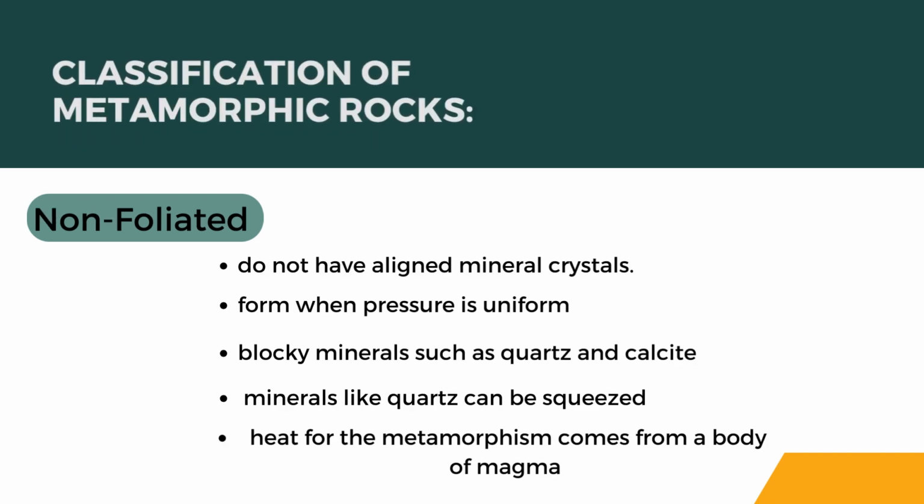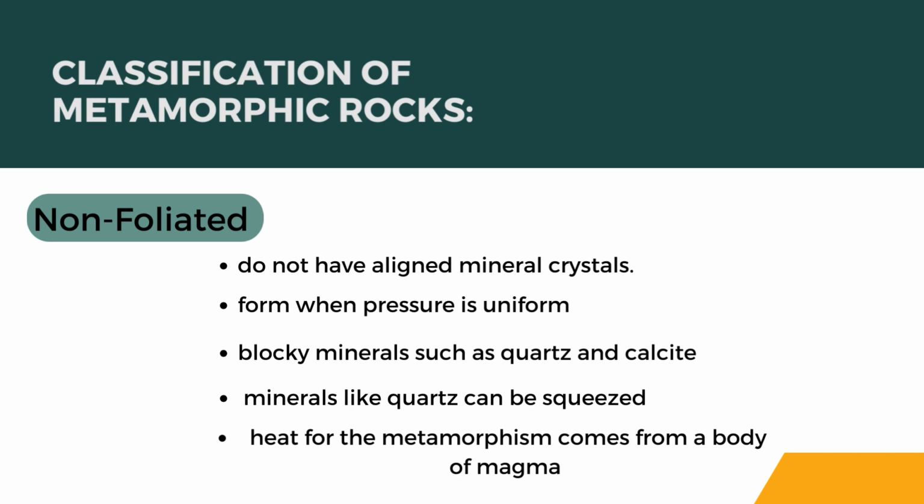Next is the non-foliated metamorphic rocks. These rocks do not have aligned mineral crystals, unlike the foliated metamorphic rocks. Non-foliated rocks form when pressure is uniform or near the surface where pressure is very low. They can also form when the parent rock consists of blocky minerals such as quartz and calcite, in which individual crystals do not align because they aren't longer in any one dimension.